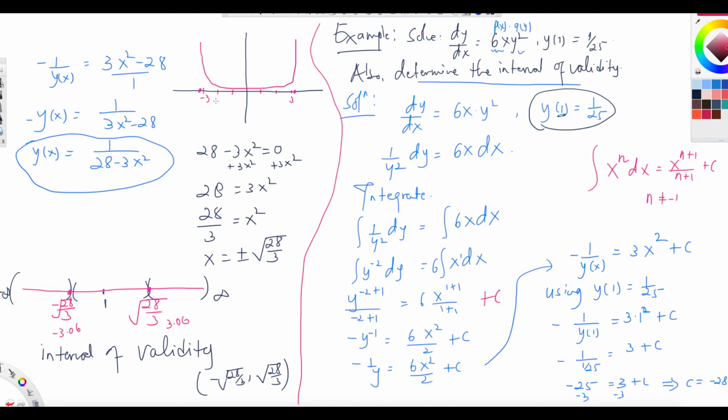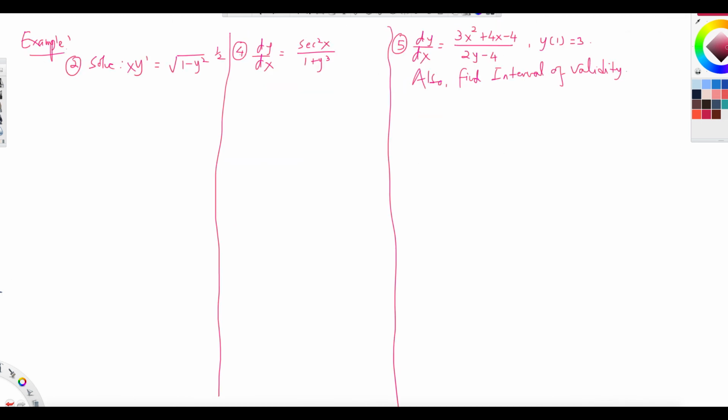Okay, so the next thing we want to do is see some more examples. Okay guys, let's see some more examples. Let us do example number 2. It says solve x times y prime equals the square root of, oh, there is a square root. This is just a square root, right?